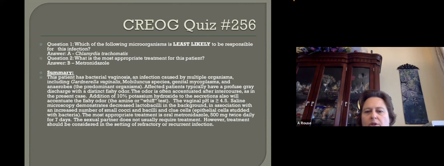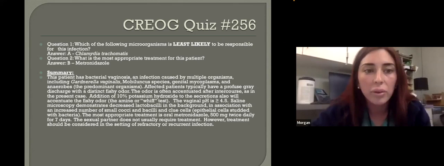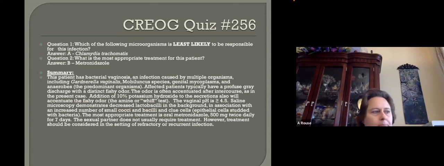And correct, you got metronidazole. So typically you do the 500 milligrams twice a day for 7 days. If you opted for vaginal treatment, Morgan, what metronidazole formulation and dosing would you recommend? I'm sorry, how would I recommend it? How would you write your prescription for Metrogel?